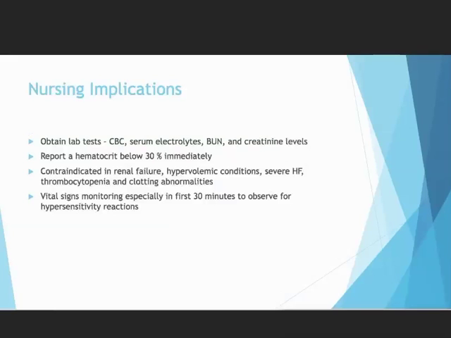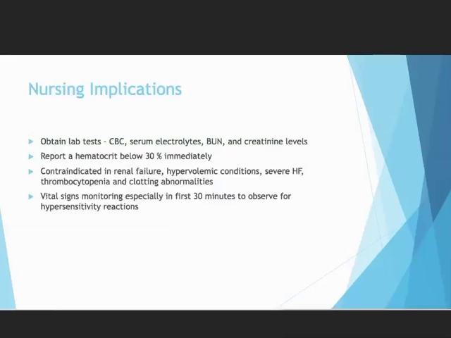Clotting abnormalities, thrombocytopenia, again, risks for blood clot development, particularly there. And again, vital sign monitoring is going to be important because that's going to tell you how they're responding to the increase in fluid in the plasma. How are they responding to the increased plasma volume? What are their vital signs doing? Are they tolerating it well? Is it achieving its intended or desired effect?